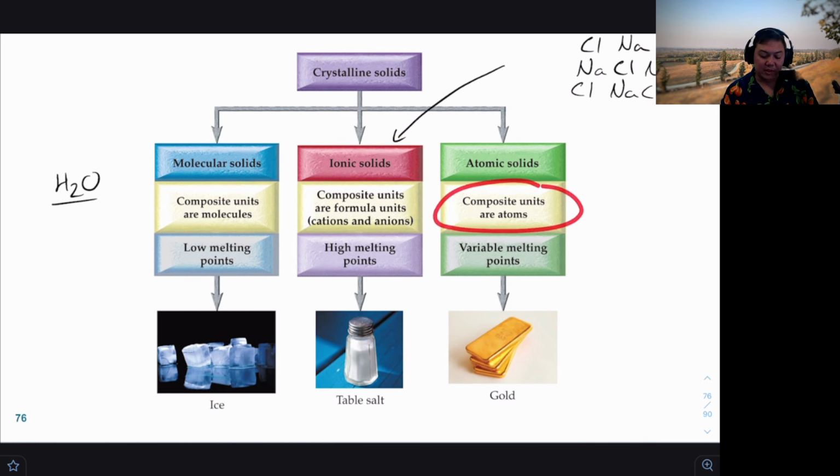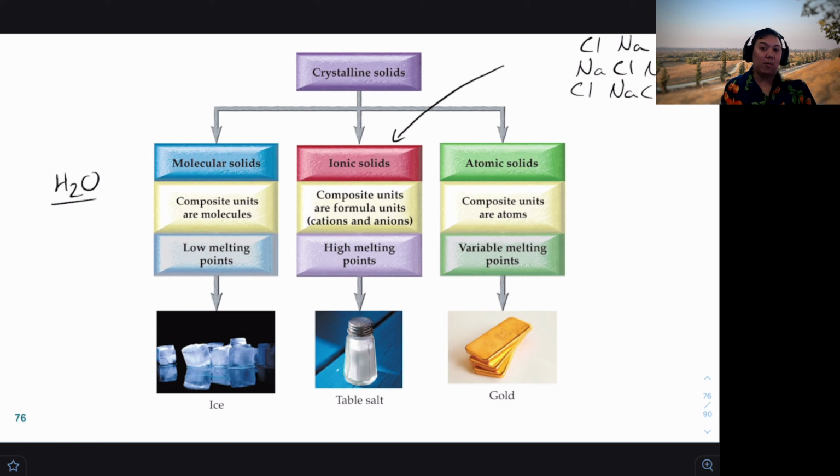And then atomic solids, a lot of them are going to be metals, but we can have other types of atomic solids. And that's where the composite units, or the units that make it up, are all atoms of the same type. So pure gold is going to have only gold atoms inside. Graphite, like in your pencils, is going to have only carbon atoms.